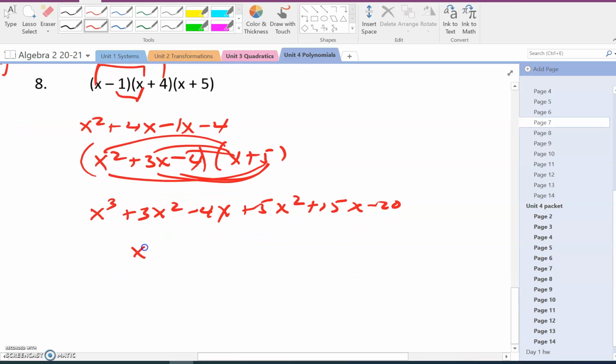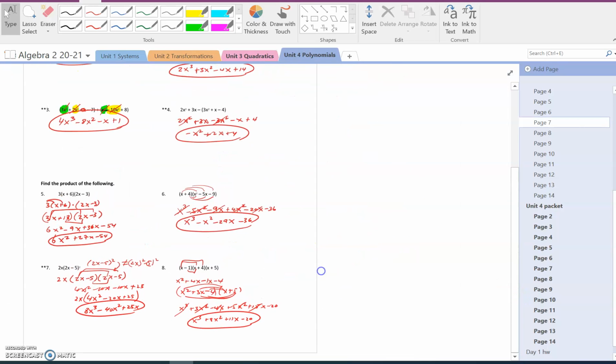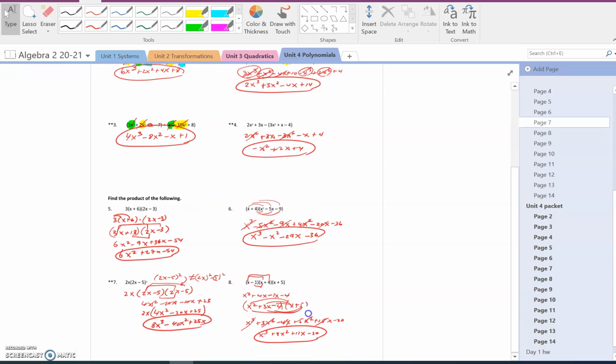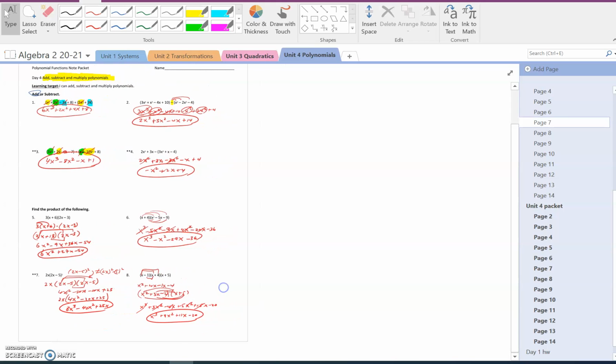Combining like terms, so x cubed is the biggest and by itself. 3x squared and 5x squared is 8x squared. Negative 4x and 15x is 11x, minus 20. Alright, I did go kind of fast. Go ahead and take a picture of that, or pause your video and maybe do it again. Erase and do it again, whatever you need to do. But that's adding, subtracting, multiplying polynomials. Good luck with the practice.